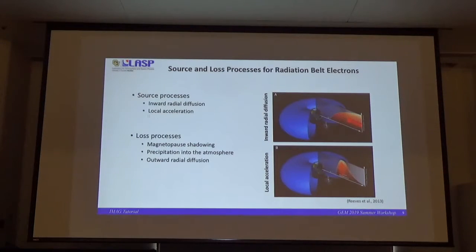Well, the major loss processes for radiation-belt electrons include the magnetopause shadowing, where the particles drift to the magnetopause and are lost, precipitation into the atmosphere, which one has covered in her talk a lot, and outward radial diffusion, which can bring particles outward and get them de-energized.